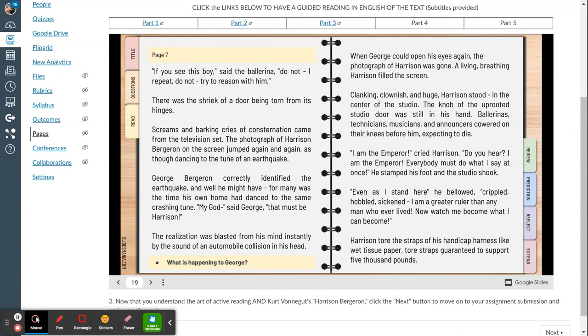So let's look at some of those details that we have to log, especially in that fourth paragraph. If you infer that he had a flashback and the sounds create that flashback, then you are getting closer and closer to that big idea. So let's answer the question, what is happening to George?